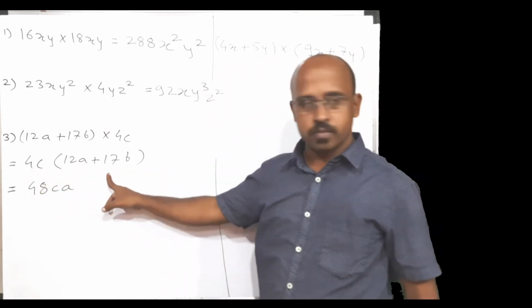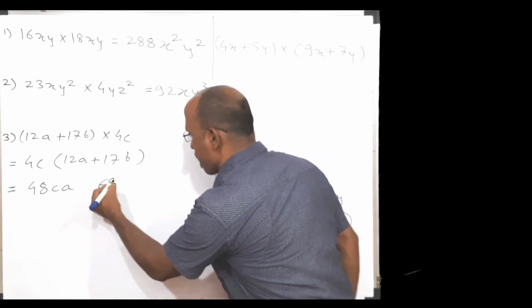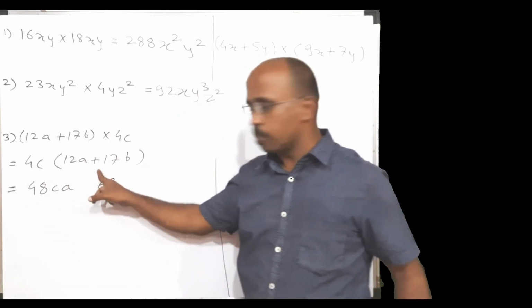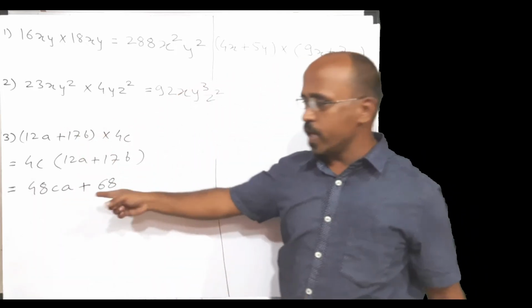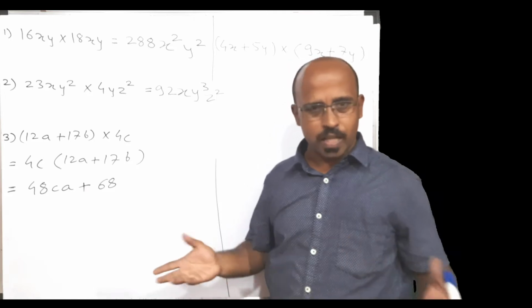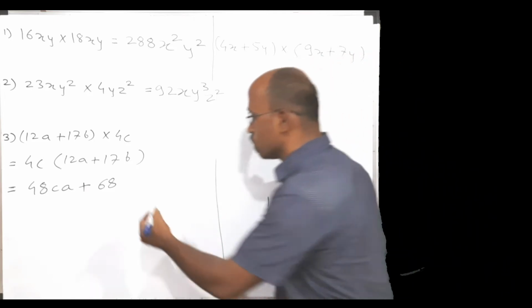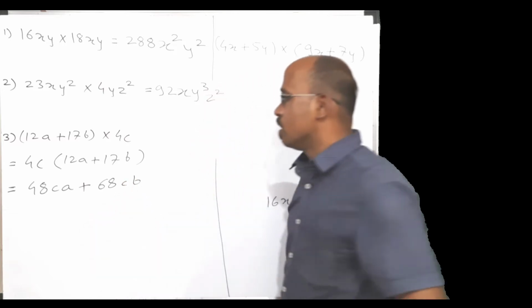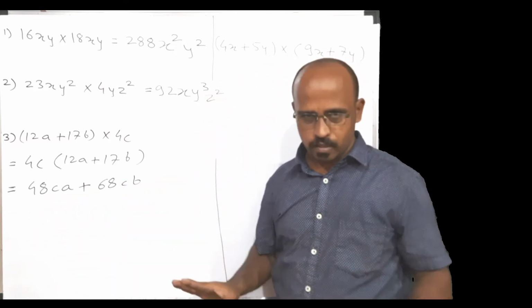4 into 17 is 68. Symbols plus plus plus, so plus 68. Variables c and b are unlike variables, different variables, so we can't add their indices. So cb. So 48ca plus 68cb is our final answer.